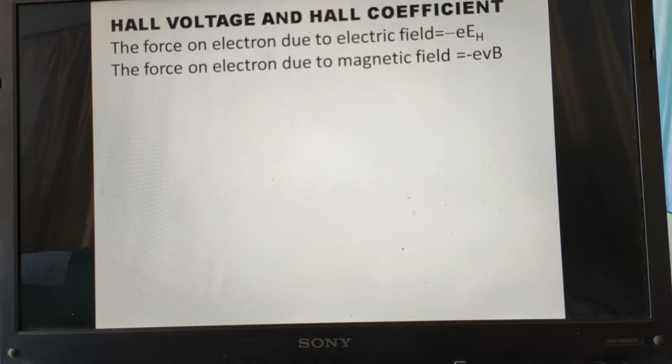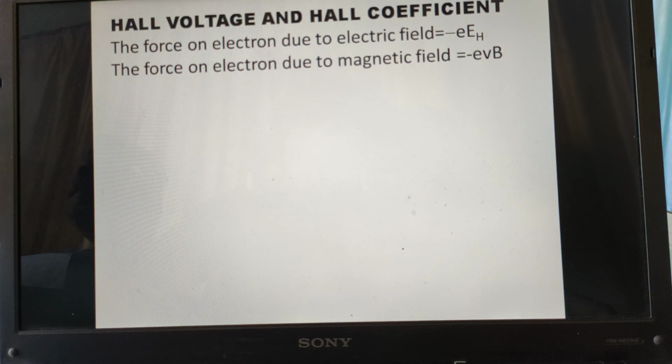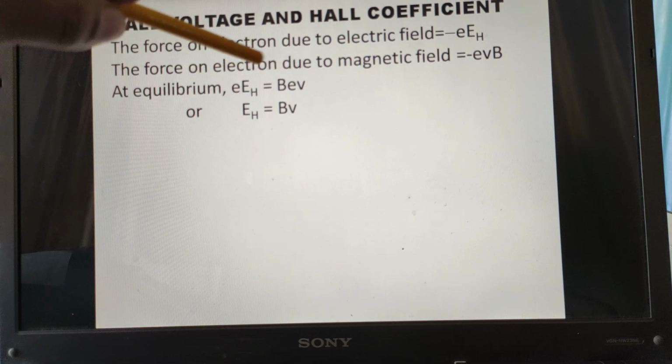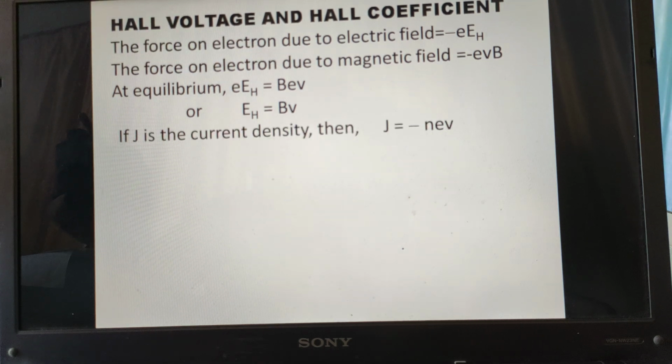One is known as the electrostatic force. This is given by E into EH, that is QE simple. The second one we have just discussed: electrostatic and electromagnetic. The magnetic force is given by QVB because sin theta is equal to 1. So by balancing these two, we can find EH is equal to V into B, because we can cancel the charge with charge.